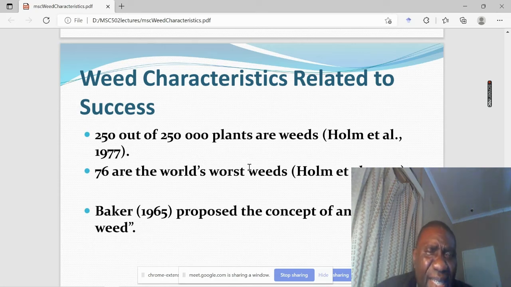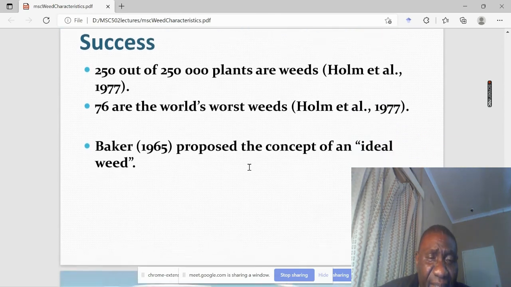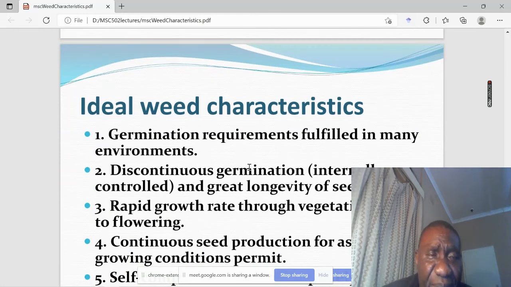In order to get an idea about the weed, Baker in 1965 proposed a concept of an ideal weed, which has 12 traits or 12 characteristics. So let us look at these characteristics of an ideal weed. Now, for an ideal weed, number one, germination requirements should be fulfilled in many environments. It doesn't matter which environment, the weeds are able to establish themselves. Probably we want such a crop which can be easily established.